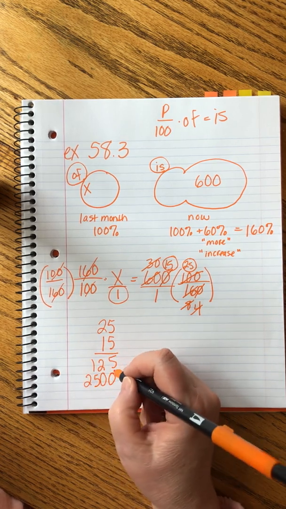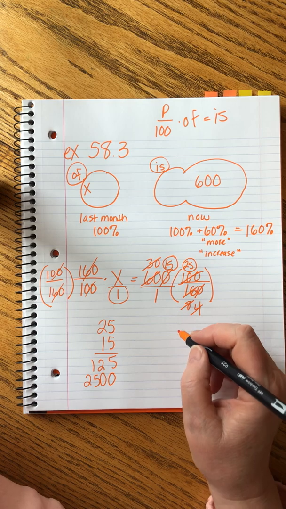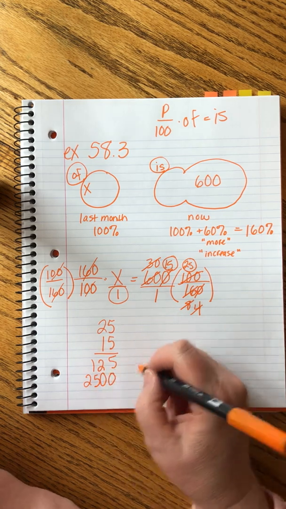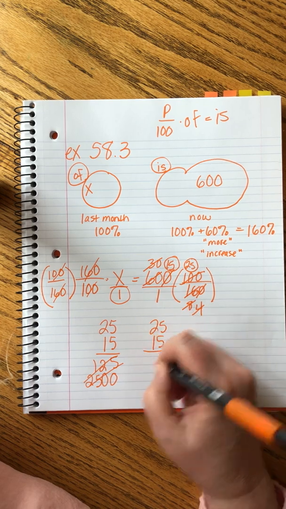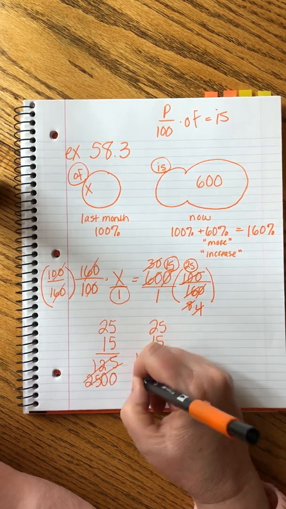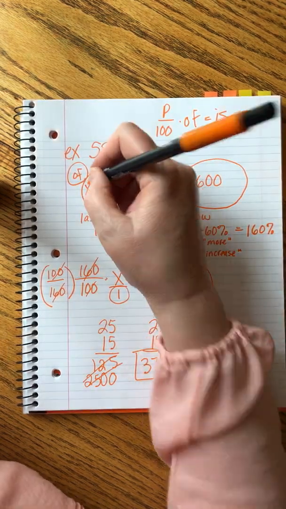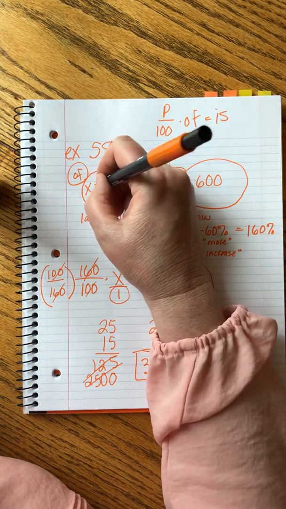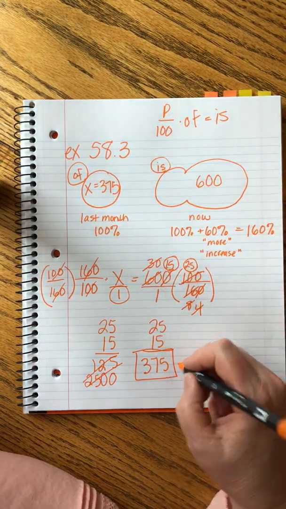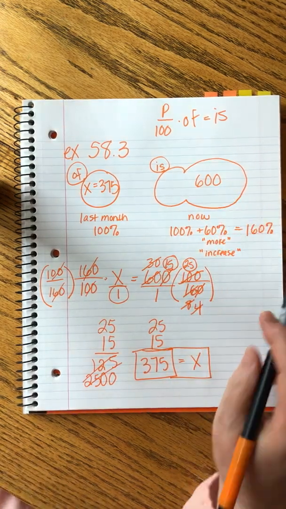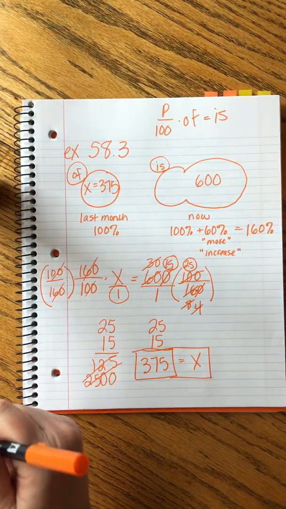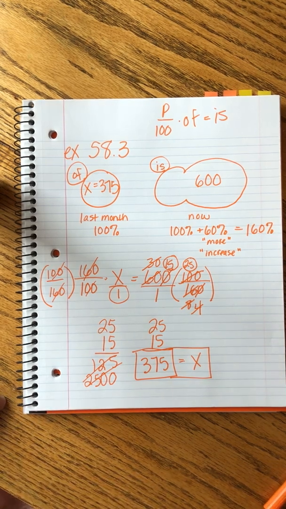Whoops. Just a second, I'm not lining my numbers up right. I will tell you that's the right answer. So, the number that we had last month was 375. And we now have 600. There we go. That's a quickie review. Well, I hope it wasn't too quick.